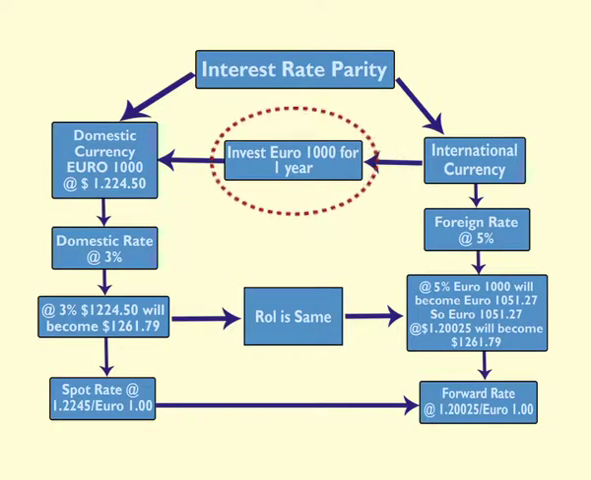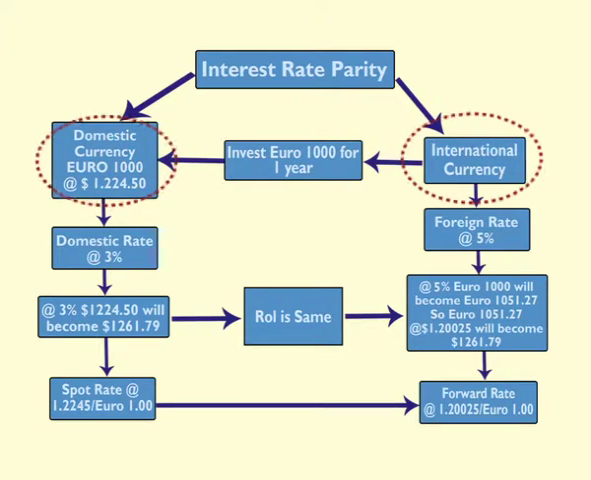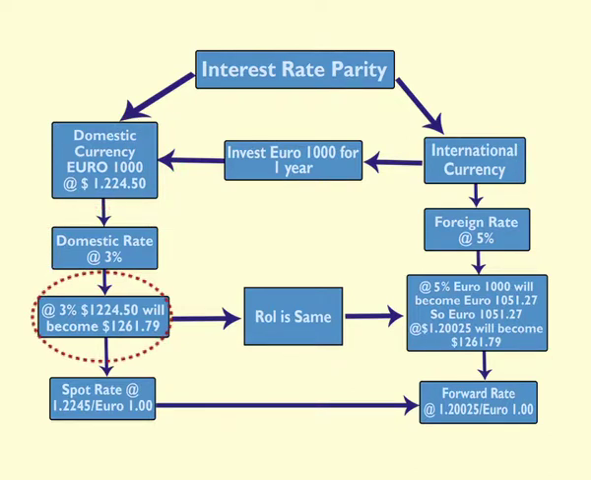Example: let us consider investing 1000 euro for 1 year. As shown in the figure on screen, we will have two options as investment cases. In the US, let the spot exchange rate be $1.2245 per 1 euro. So, practically, we get an exchange for our 1000 euro at $1.2245, which gives us $1224.50. We can invest this money, that is $1224.50, at the rate of 3% for 1 year, which yields $1261.79 at the end of the year.